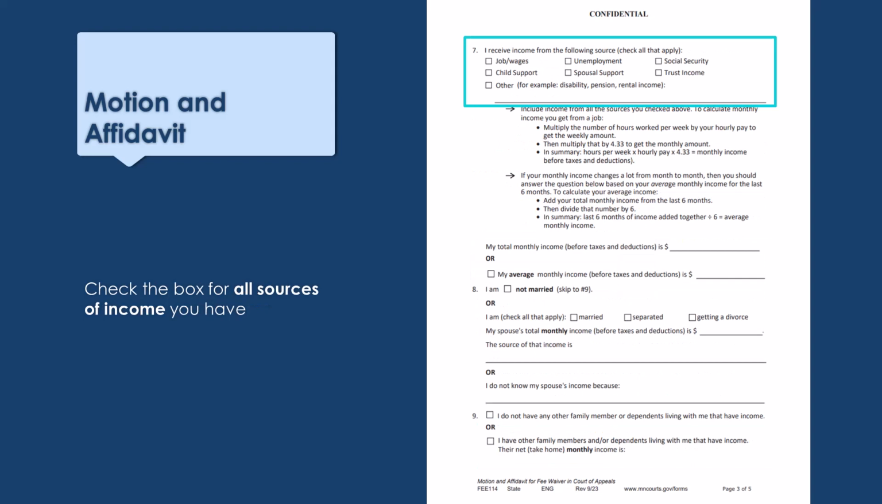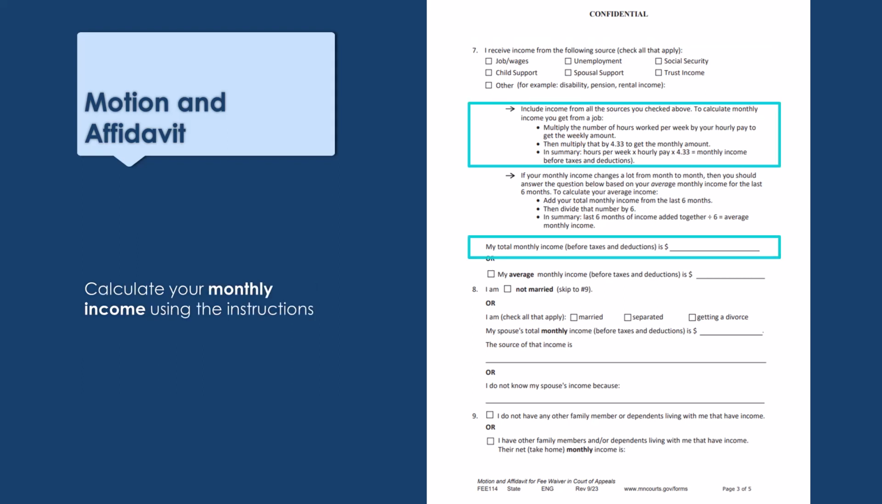Moving on to page 3, question 7 asks how you earn your income, such as through a job, unemployment, Social Security, etc. Check the box next to each of the sources of income you have. Next, you will provide your monthly income before taxes and deductions are taken out. If you receive income from a job, you can calculate your monthly income using the instructions on the form.